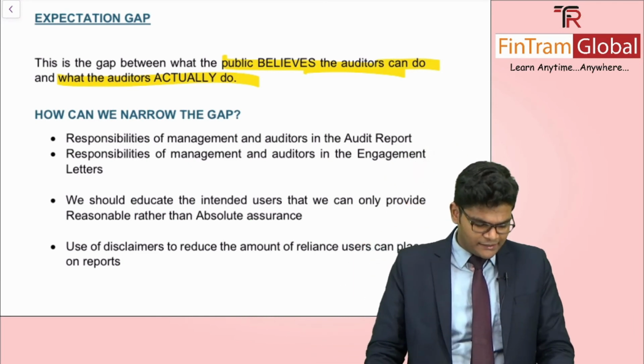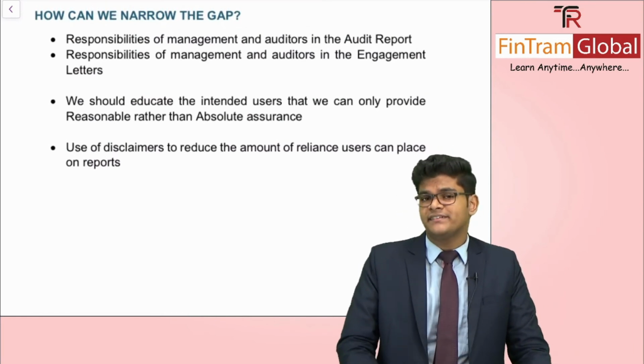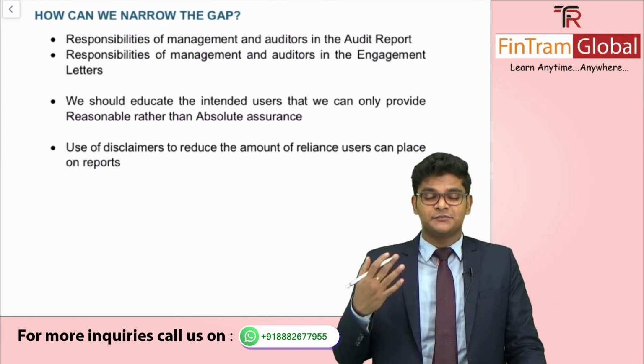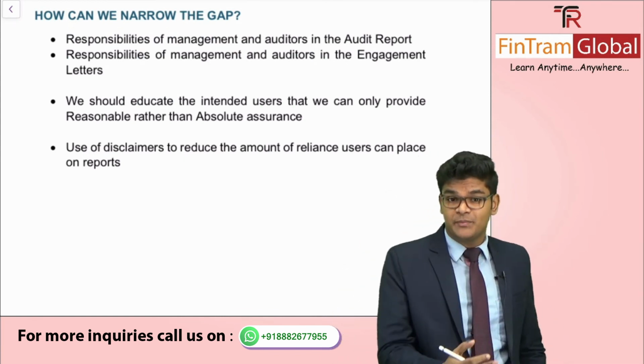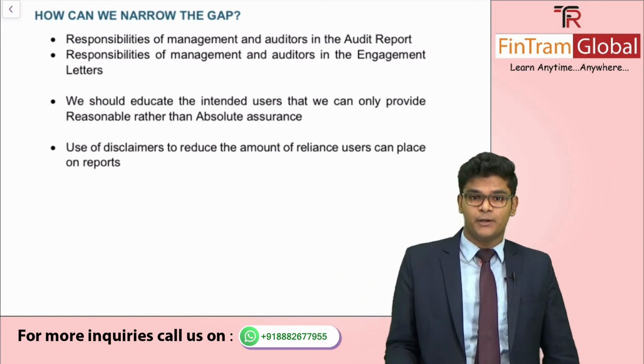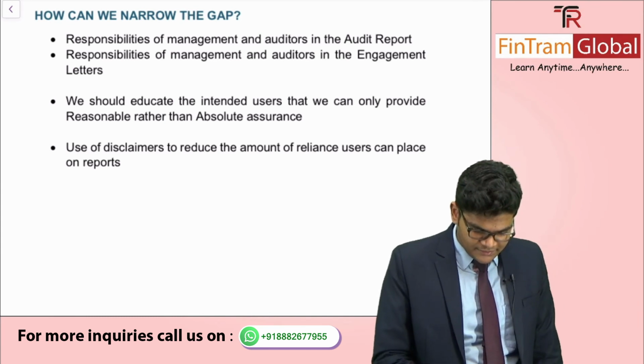Okay, folks, so how exactly can we reduce the expectation gap? Well, some of the points are kind of obvious, isn't it? We can just mention the responsibilities of both the management as well as the auditors within the audit engagement letter as well as the audit report. That's basically one, isn't it? What else? Let's take a look. Responsibilities of management and auditors in the audit report.